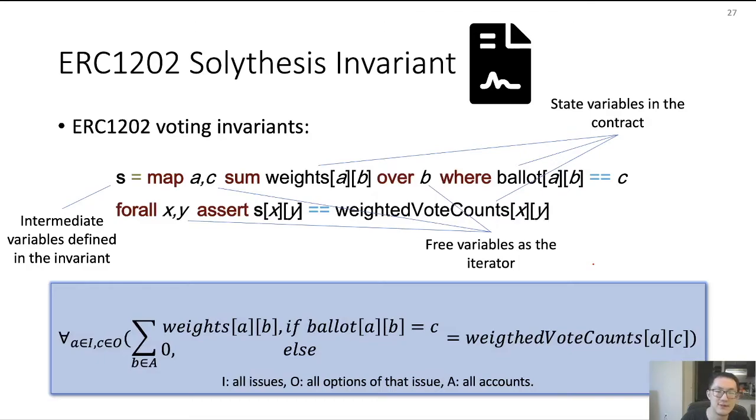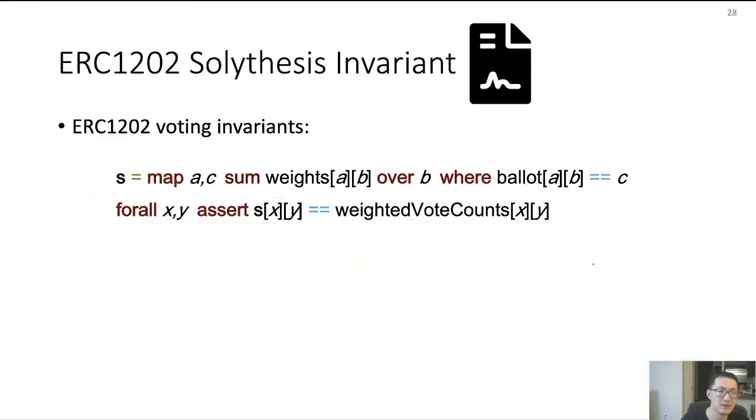The second line defines a constraint with a for all quantifier to specify that for all pairs of issue and options, the intermediate map S should equal the calculated weighted vote counts in the state. This example shows that our specification language is powerful enough to specify sophisticated invariants.